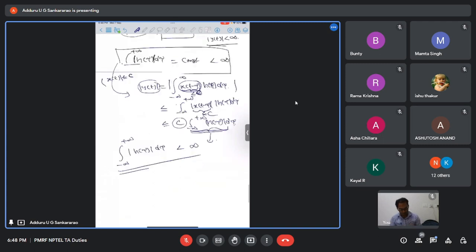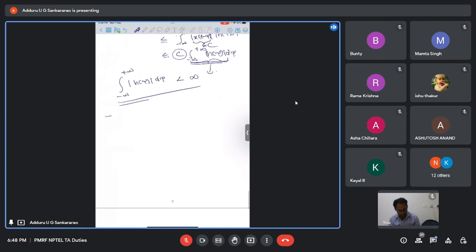Okay, now we have seen what is causality, what is stability, and what is memoryless conditions. On this we will try to solve some problems, then we'll get some idea.